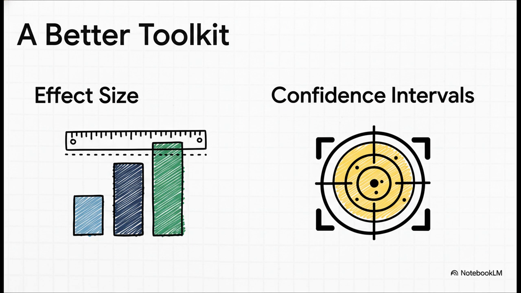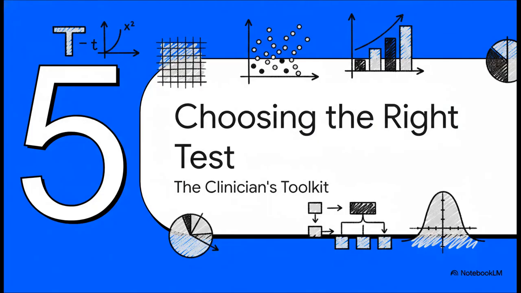And this is exactly why we need a better toolkit than just the p-value. We need to look at the effect size, which tells us the magnitude of the effect. Is it big or small? And we need the confidence interval, which gives us a plausible range for the true effect. It's kind of like the difference between saying, hey, I hit the target, versus saying, I hit the bullseye, and I'm 95% confident the true center is within this tiny circle. See the difference?